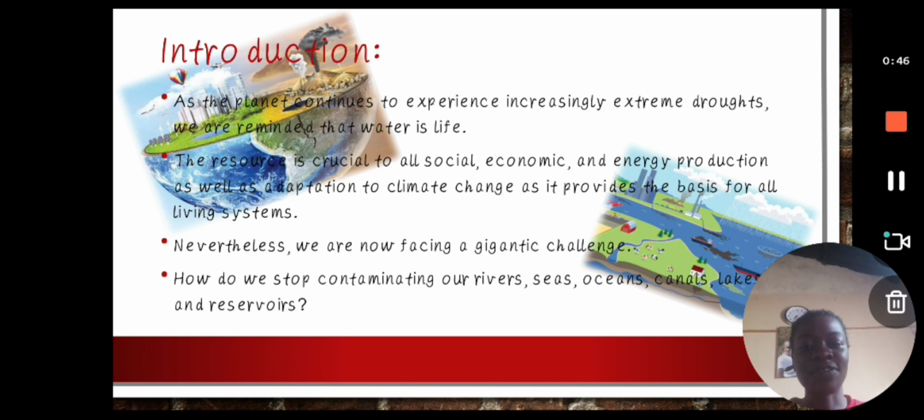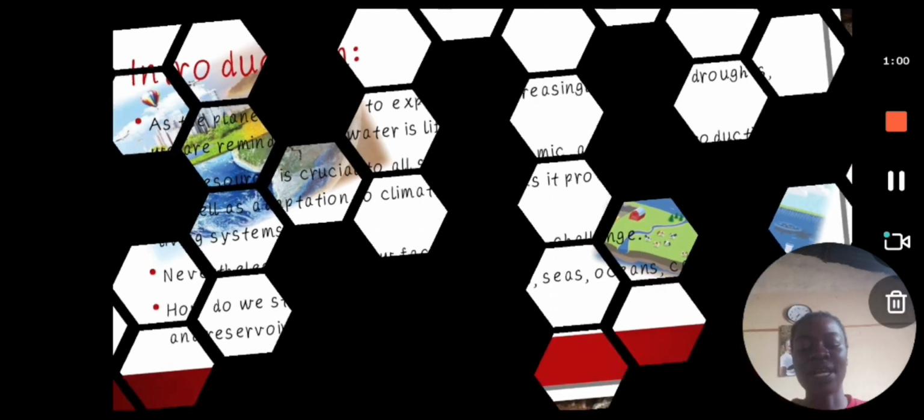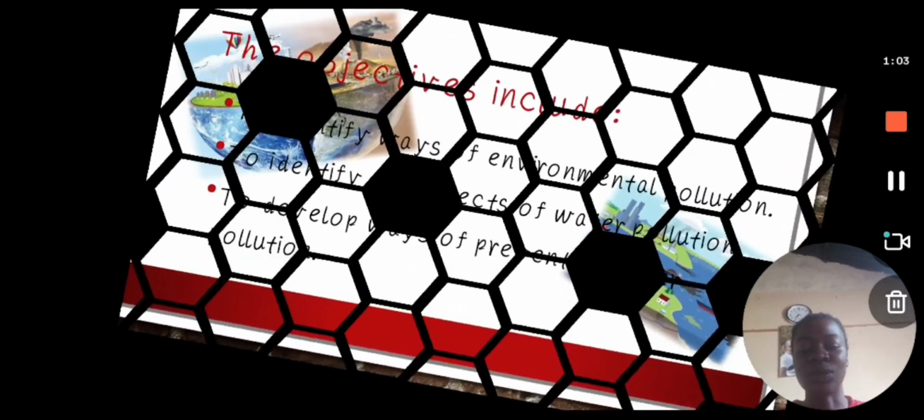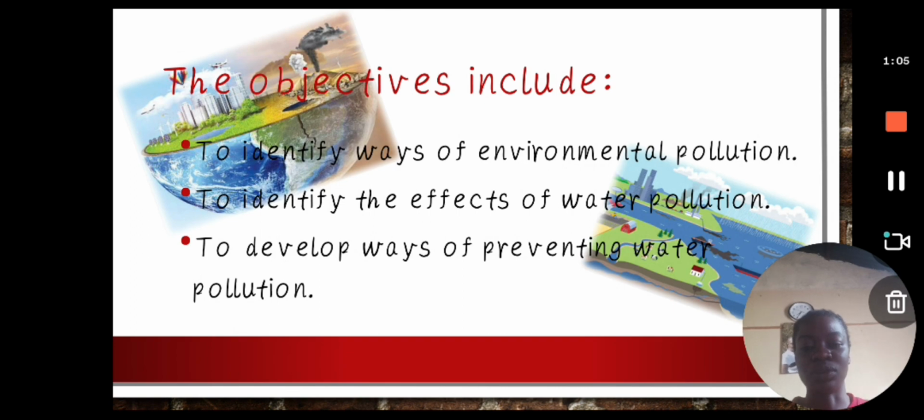Nevertheless, we are now facing a gigantic challenge: how do we stop contaminating our rivers, seas, oceans, canals, lakes, and reservoirs? We have the following guiding objectives that will lead us on how to control environmental pollution. Our objectives are to identify ways of environmental pollution, to identify the effects of water pollution, and to develop ways of preventing water pollution.